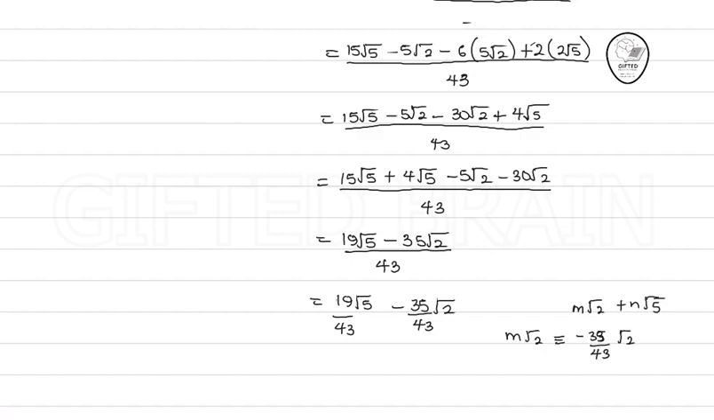So by comparison, we can say our m is equal to minus 35 over 43. That's as simple as that. And then our n root 5 is equivalent to 19 over 43 root 5. We can see that our n is equal to 19 over 43 when we compare. So that's that about that.